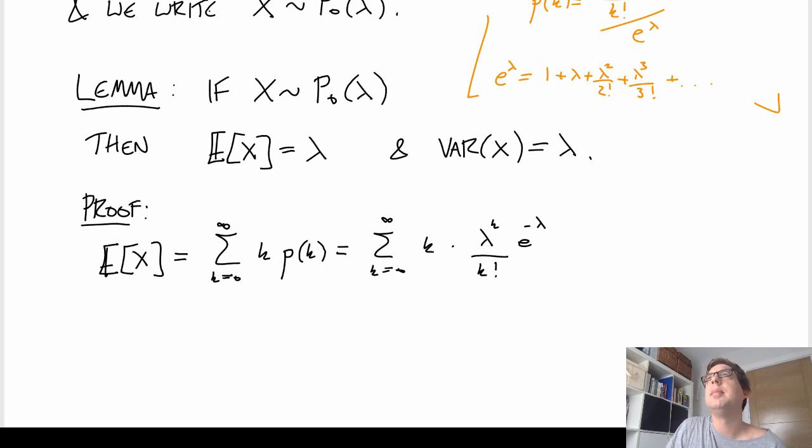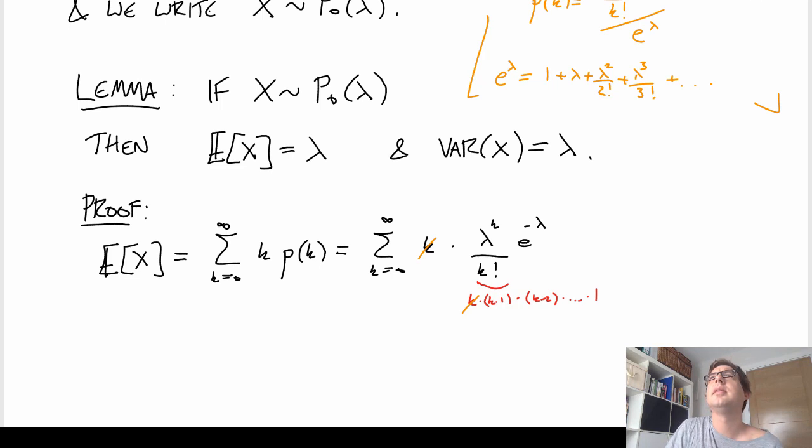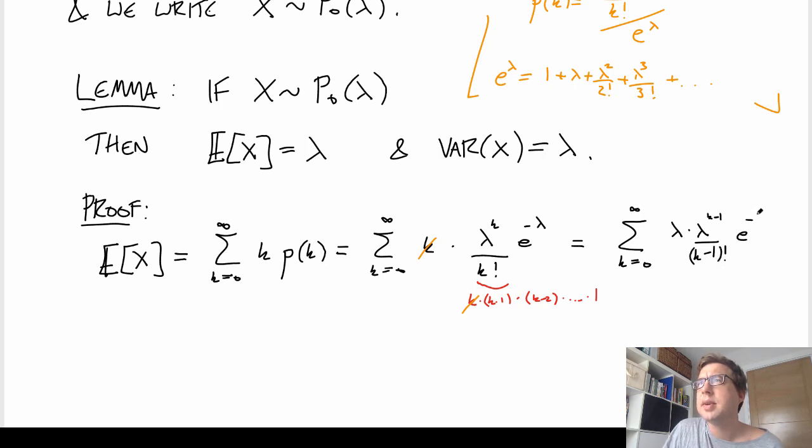So just remember that k factorial is k times k minus 1 times k minus 2, and so forth, all the way down to 1. So that k here is going to cancel out with this k. So what I arrive at is that this is equal to the sum from k equals 0 to infinity of lambda to the power of k, which I'm just going to write as lambda times lambda to the k minus 1. If I cancel out the lead term from here, I'm just going to end up with k minus 1 factorial, times e to the minus lambda.